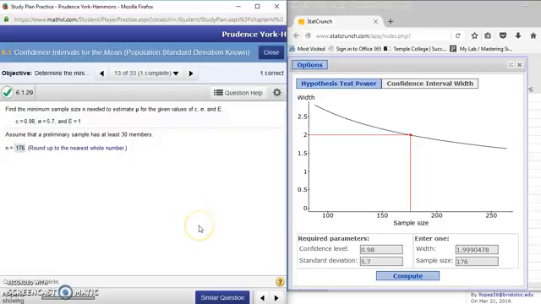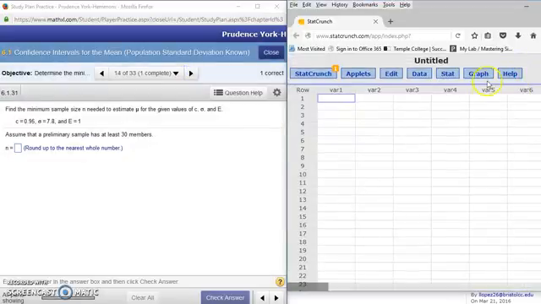And I apologize, it's a very short example, but that's how you find the minimum sample size needed for the given amount of information in the problem. We could go ahead, let's just do one more so we can see what this looks like. I'll close that out. So it says find the minimum sample size N needed to estimate the population mean for the given values of C, sigma, and E.